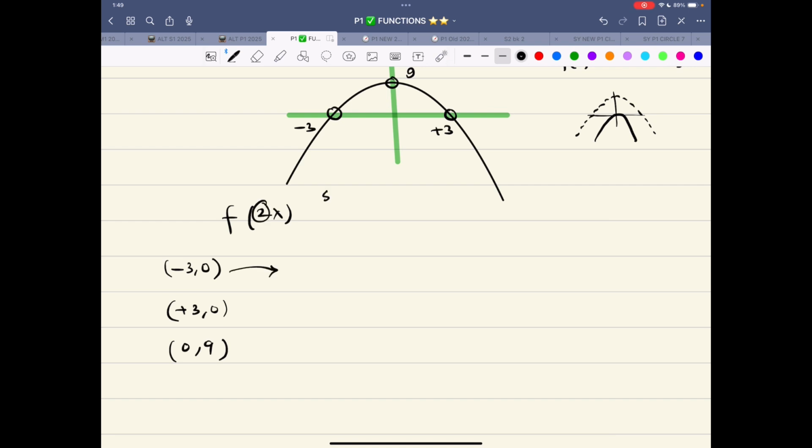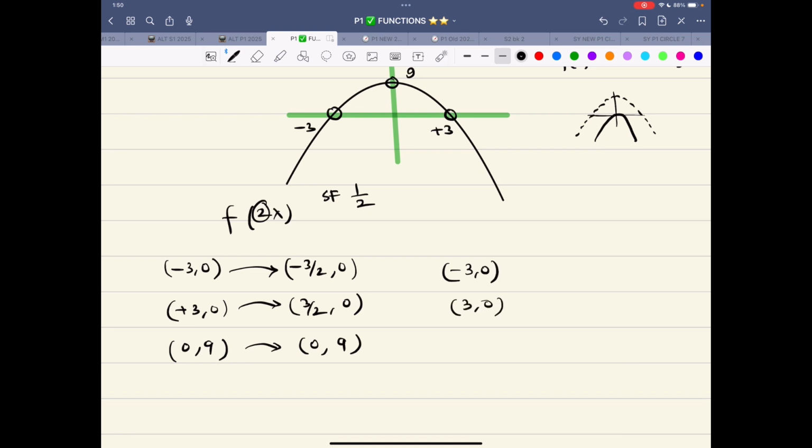The stretch factor is 1 over 2 because 2 is written over here. So this will become negative 3 over 2, 0. This will become 3 over 2, 0. This will become 0 times 1 over 2, that is unchanged, 9. And if we are talking about the same coordinates, negative 3, 0, 3, 0, 0, 9. And now this is 2 of f(x).